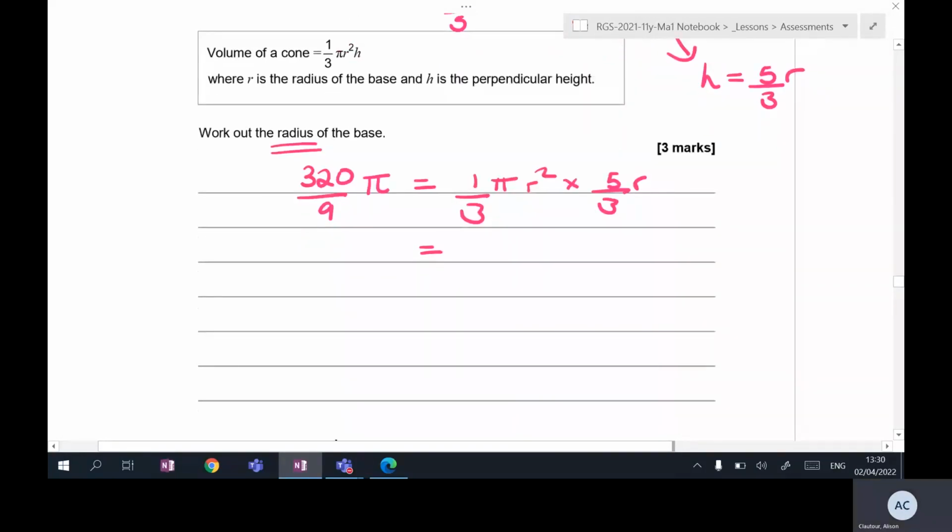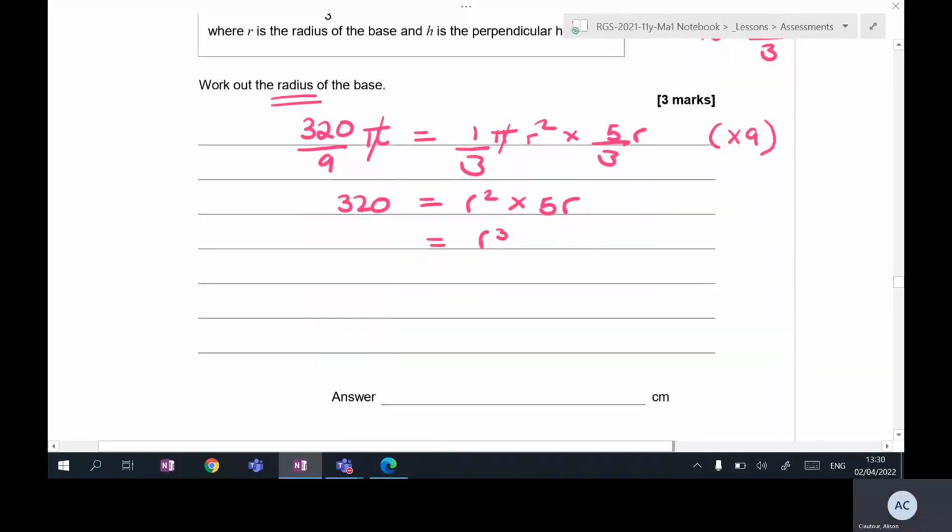Okay, so straight away I've got a pi on both sides that I'm going to get rid of. Straight away I can see my denominator is 9 on both sides, so I'm going to multiply both sides by 9. That gets rid of my third and my other third here. So I've just got r squared times 5r.